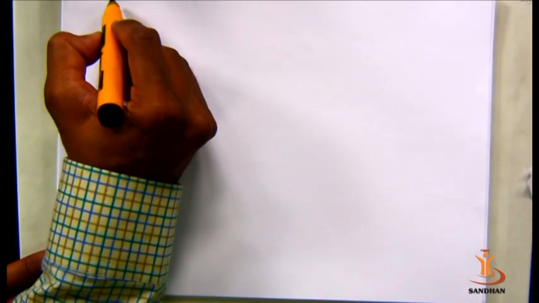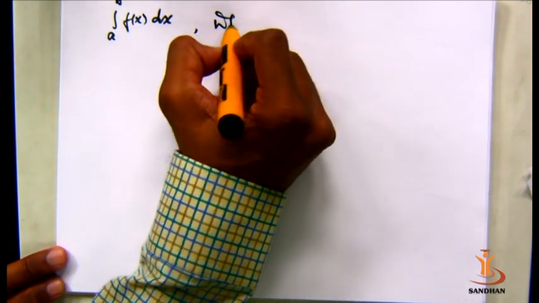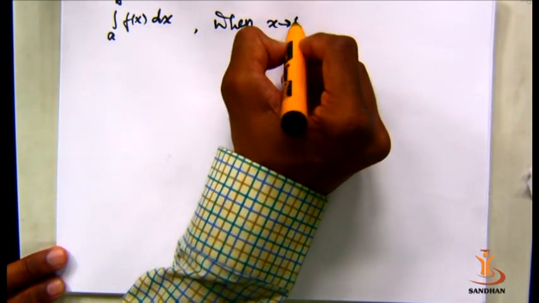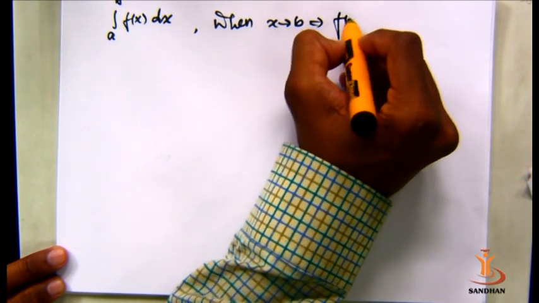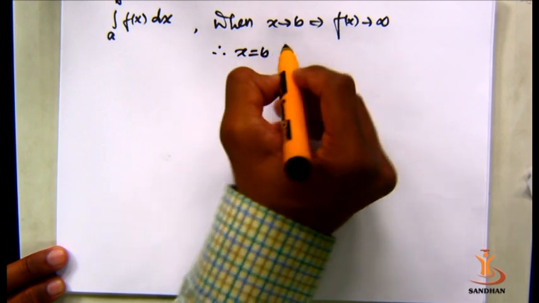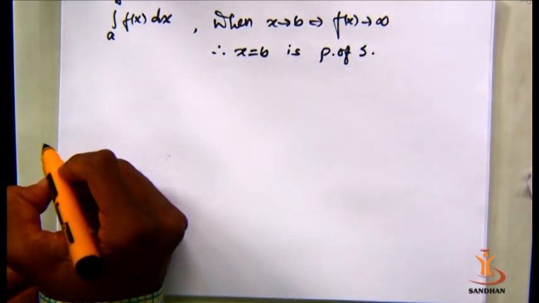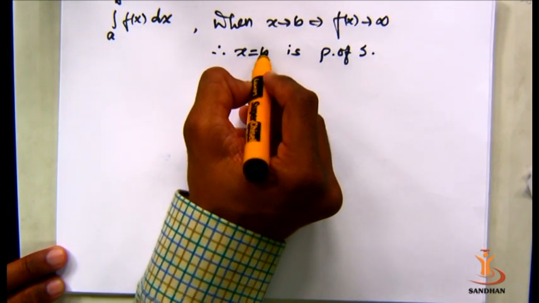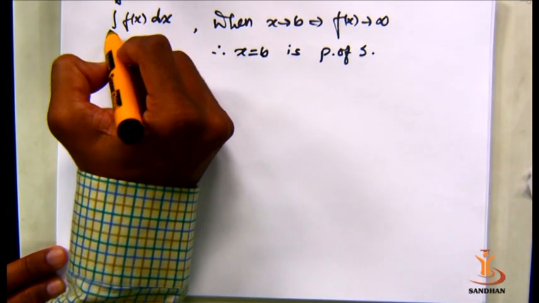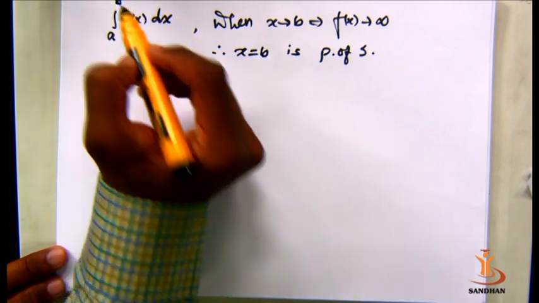Similarly, if we are given the integral from a to b of f(x) dx, and when x tends to b, f(x) tends to infinity, that means x equals b is a point of singularity. At b the function is not defined. In the previous example, at a the function was not defined. Over here, at b the function is not defined.